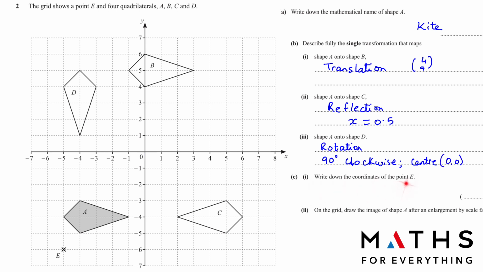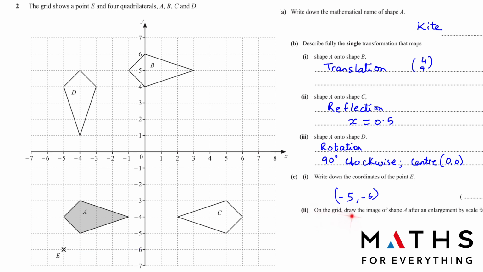Next, write down the coordinates of the point E. We always take the x first, so -5, and then we go to the y-axis, which is -6. So this is the coordinate of the point E.